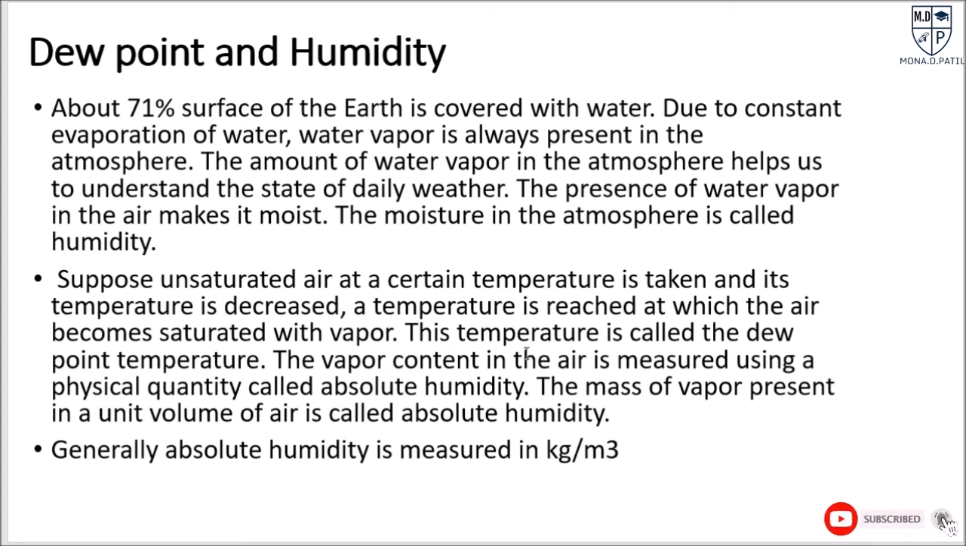The vapor contained in the air is measured using a physical quantity called absolute humidity. The mass of vapor present in a unit volume of air is called absolute humidity. Generally, absolute humidity is measured in kilogram per meter cube. Why is the unit like this? The unit of kg is for the mass, and the unit of volume is meter cube, and so the unit of absolute humidity will be kg per meter cube.